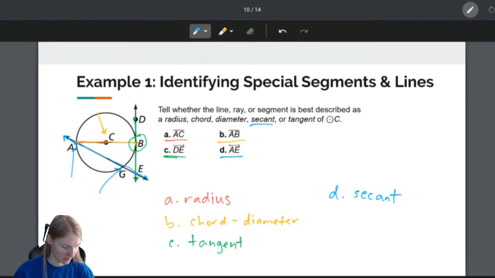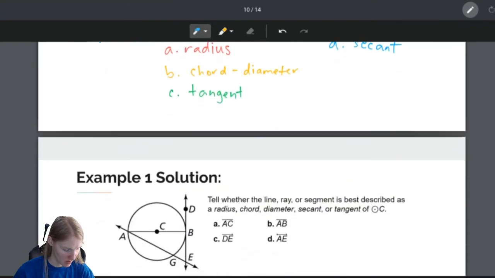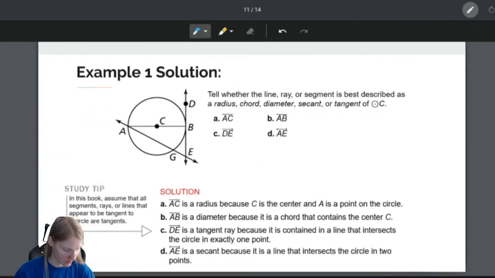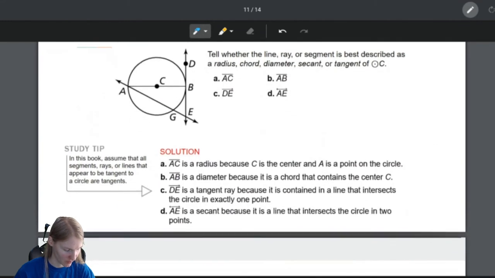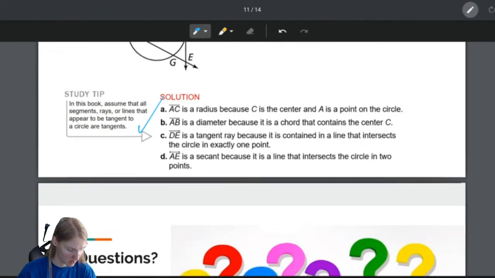Wonderful. All right, let's check and make sure that we were right. A is a radius, AB is a diameter, DE is a tangent ray, AE is a secant. Beautiful. Beautiful, so we were right.